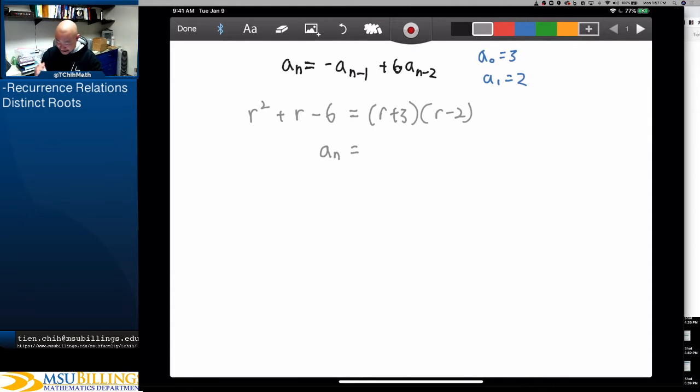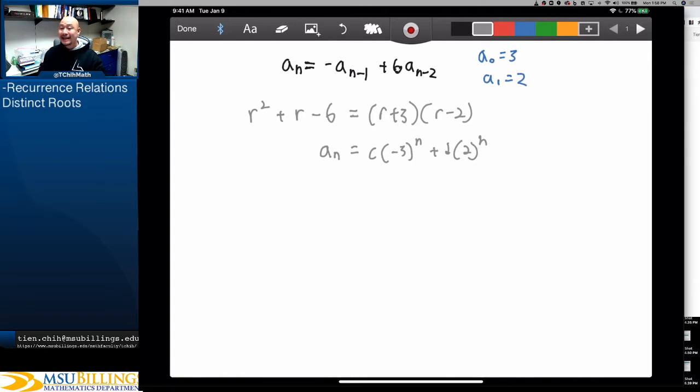And so that gives me a sub n is equal to c times minus 3 to the nth plus d times 2 to the nth as possible solutions to this recurrence relation. So for any choice of c or d here, that will give me a sequence which satisfies this recursion.